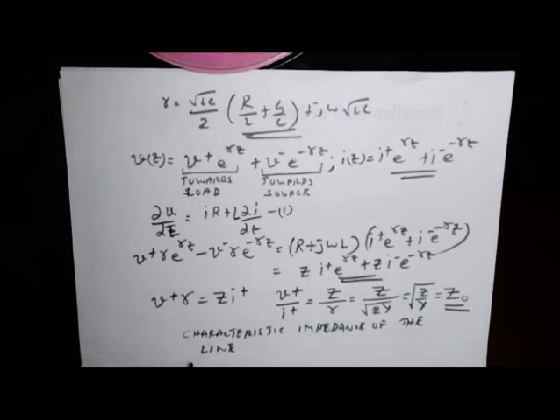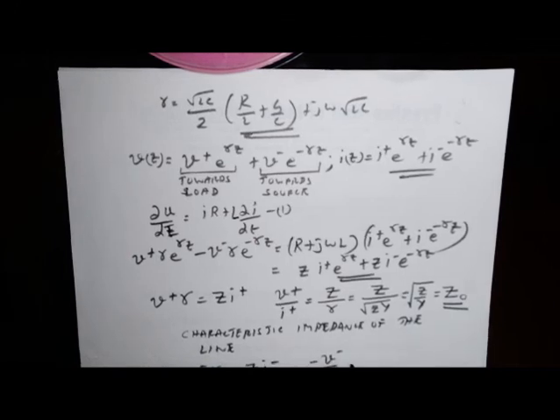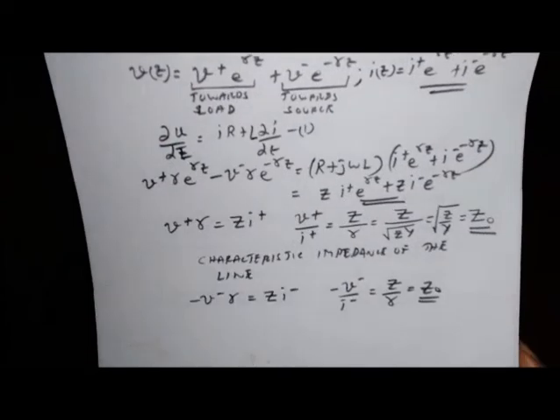Now when you compare the coefficients of e power minus gamma Z, V minus gamma is equal to Z I minus. And again we see that minus V minus by I minus is equal to Z by gamma, which becomes Z0. So Z0 is also defined in this way. They are the same basically.